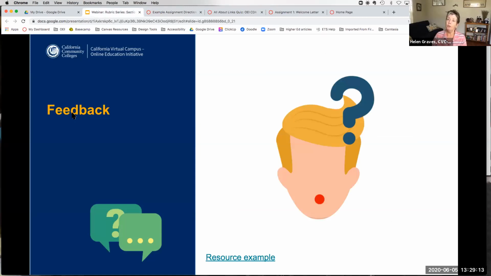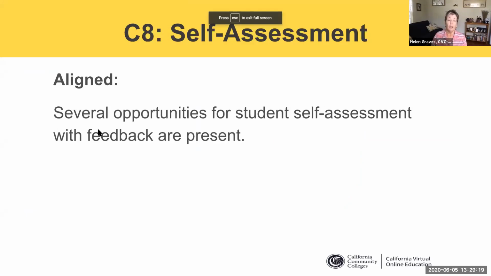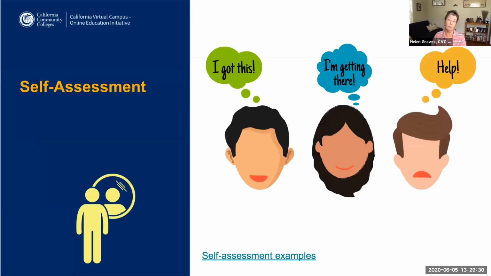Okay, our last rubric item, and then we'll dive into all your questions. C8 is about self-assessment. And the aligned definition: several opportunities for student self-assessment with feedback are present. So in order to help students critically analyze their progress, we need to provide them with realistic indicators of their performance. So they can use these assessments to modify their learning, increase their studying, or even drop the course if that's appropriate. I have had instructors tell me when we talk about this rubric item, well, every assessment is a self-assessment. In a sense, that's true.